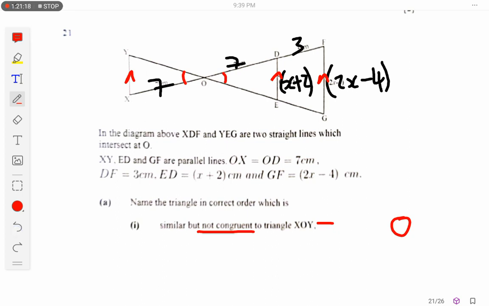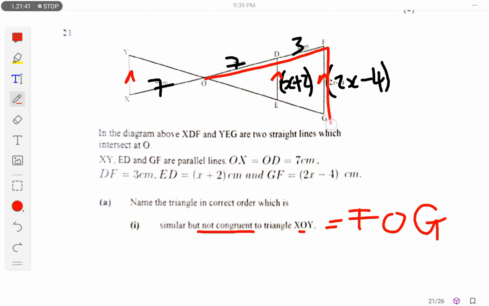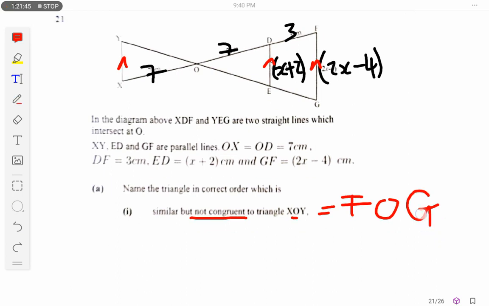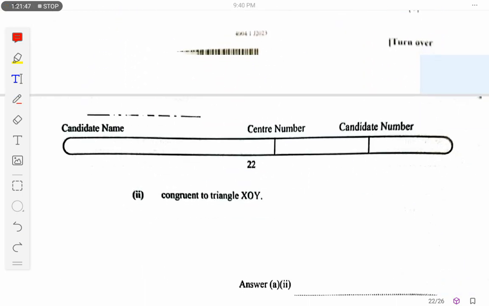In other words, let me just rewrite it. I have O at the center, because of O here at the center. That's similar to triangle XOY, in the correct order. Then you find out it's equal to triangle FOG, like that. FOG, this one, like that. Okay. Now let's go to the next question.